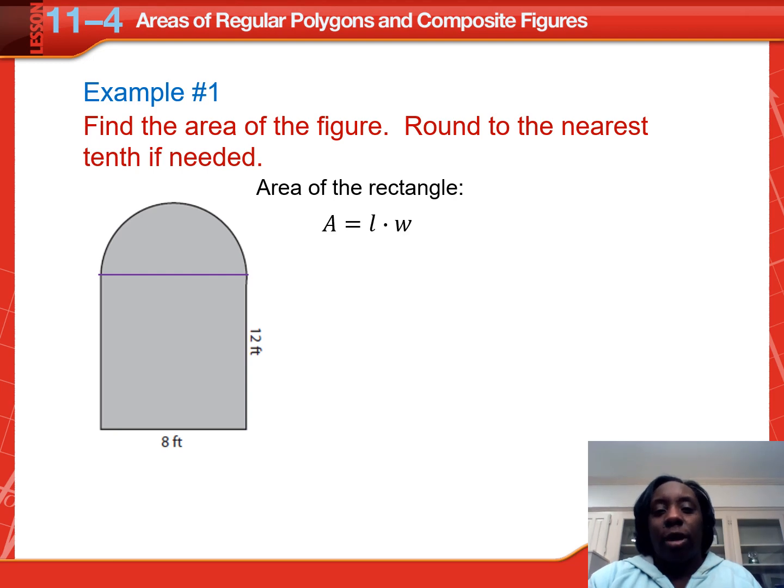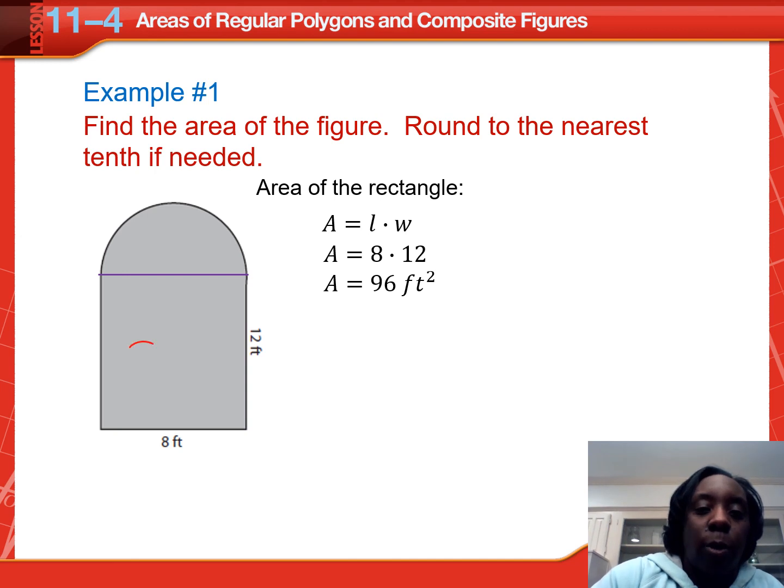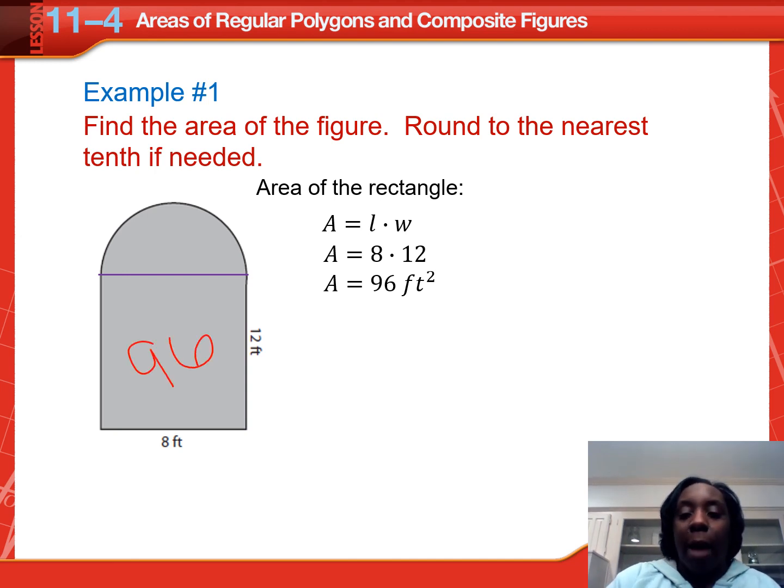First, we need the area of a rectangle. So the area of a rectangle is length times width. So let's substitute our length and our width. Very easy. 8 times 12 is 96. So that only gives me this part right here is 96. I'm still not finished because I still have a second figure I have to worry about. So let's talk about that half circle.